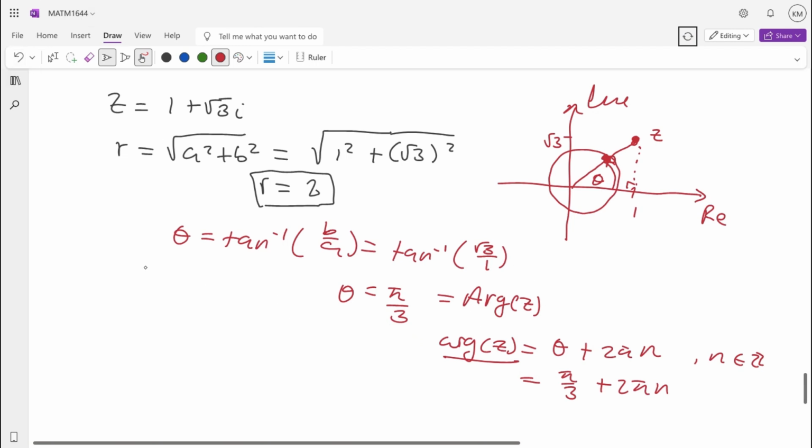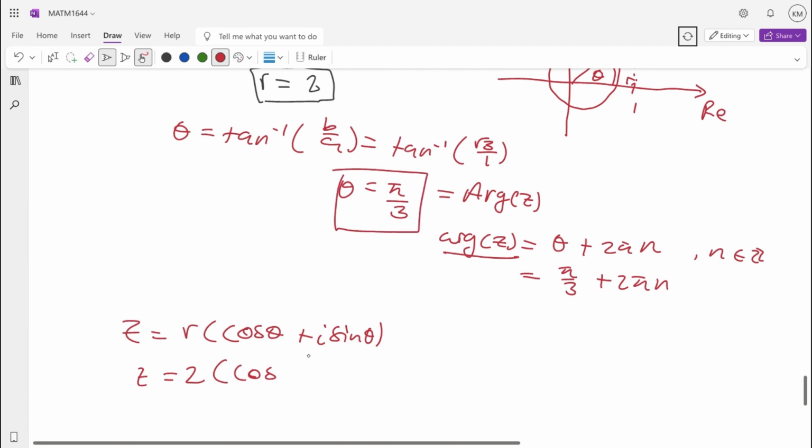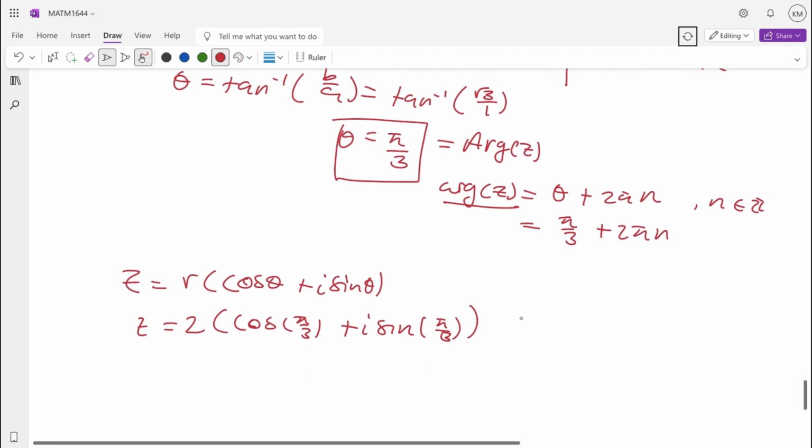Then let's write our z in polar form. It's going to be r times cos theta plus i sine theta. But what is r? We know that we got r as 2. Then we have 2 into cos theta plus i sine theta. We also have to substitute theta there. We got theta as pi over 3. So we have cos of pi over 3 plus i sine of pi over 3. That is the angle that we get when we are focusing on the interval 0 to 2 pi.